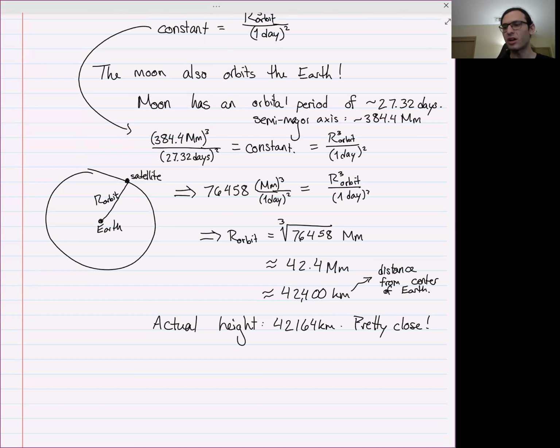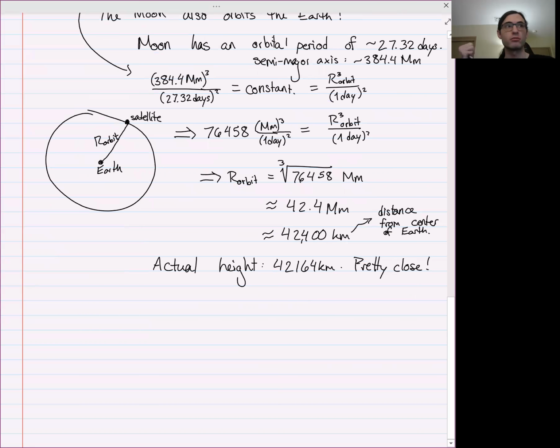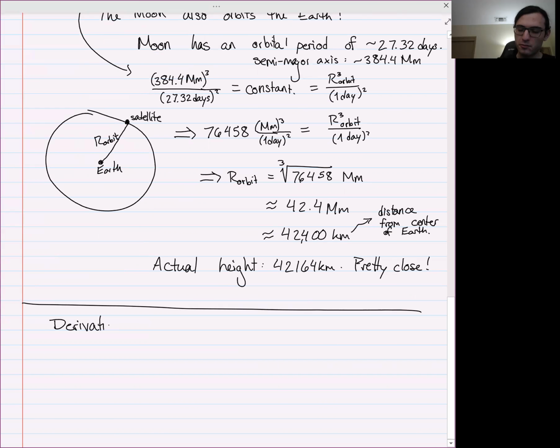So now, those are Kepler's 3 laws, by the way. There's only 3 of them. They're all relatively straightforward. But now let's actually derive them from Newton's laws. In particular, this will involve Newton's universal law of gravitation. So let's start from the beginning, Kepler's first law.